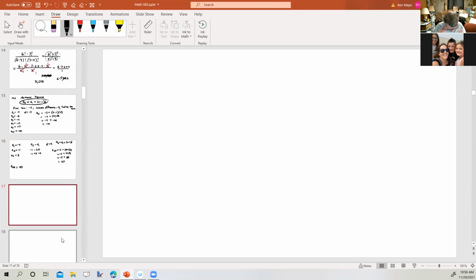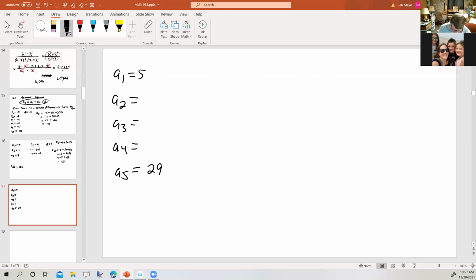Okay, let's take a look at this. This says, write the first 5 terms of an arithmetic sequence with the following properties. The first term is 5, so a sub 1 is 5. The fifth term is 29, and they want us to write the first 5 terms.